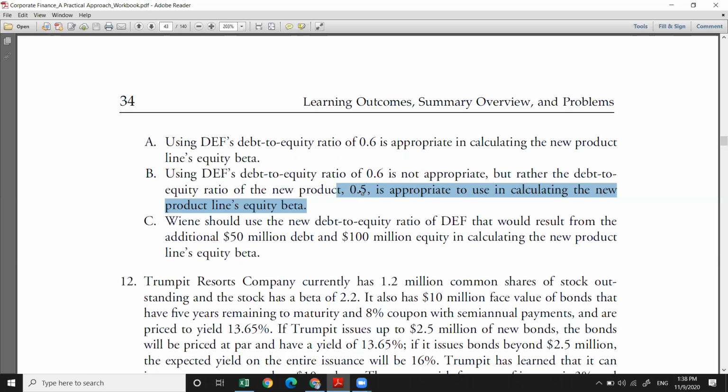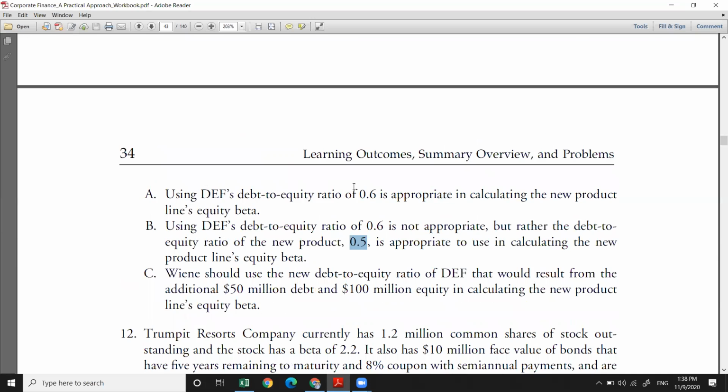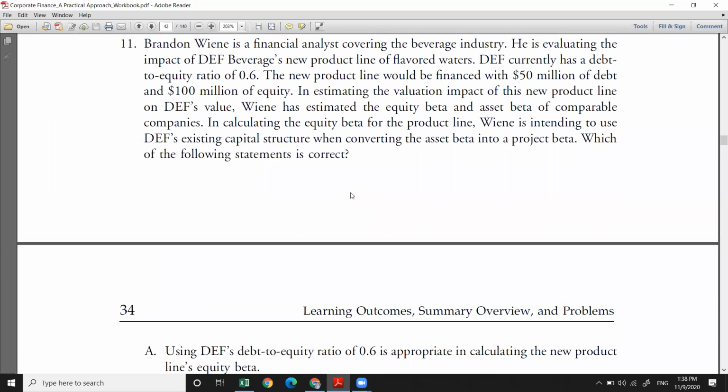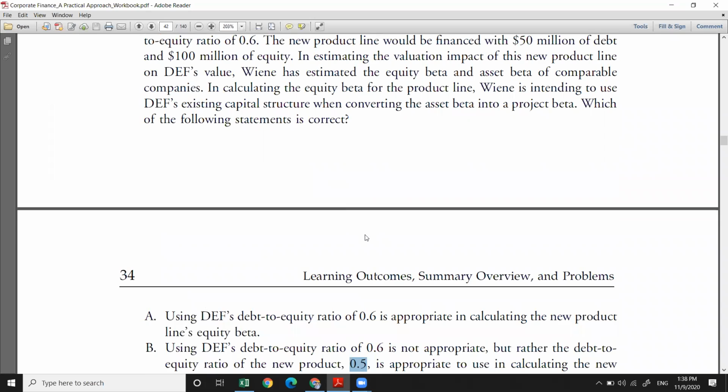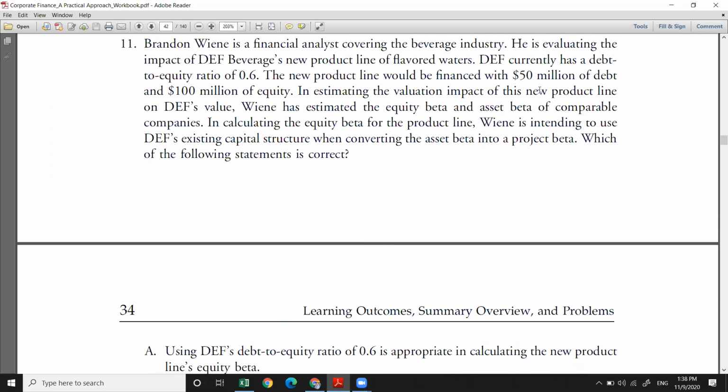And how do we know that this 0.5 comes from? From the formula: market value of debt, 50, divided by market value of equity, 100. 50 divided by 100.